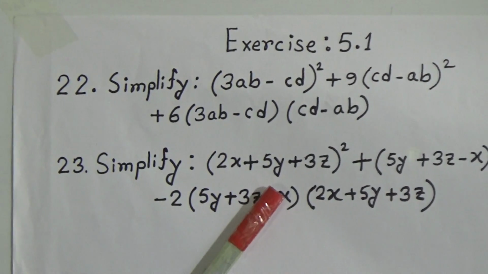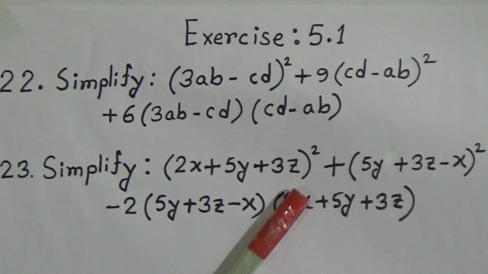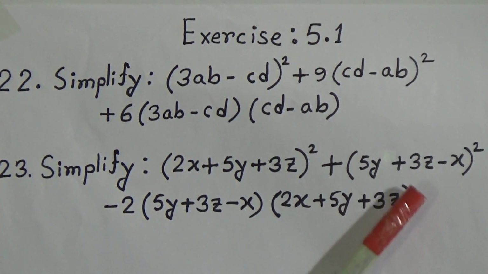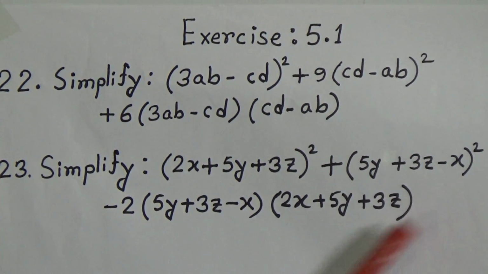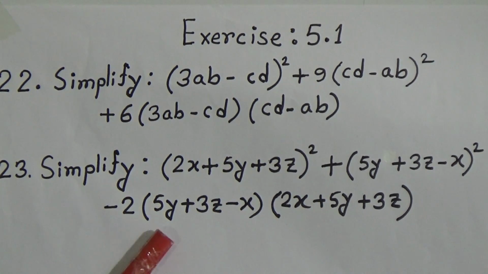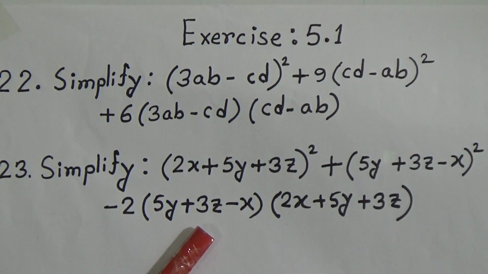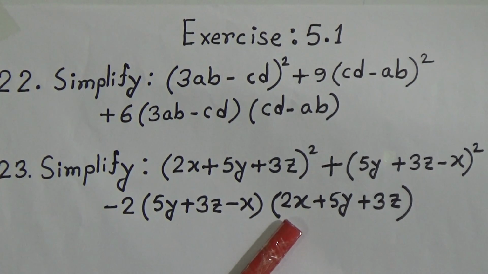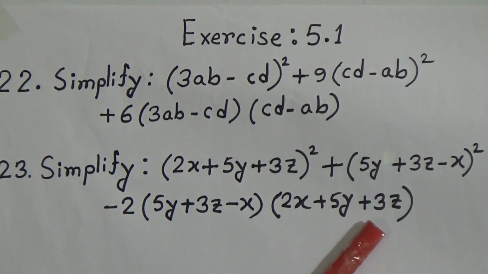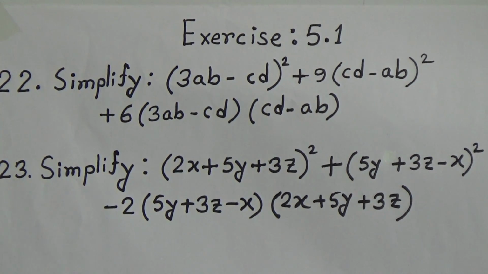Twice x plus 5y plus thrice z whole square plus 5y plus thrice z minus x whole square minus 2 into 5y plus thrice z minus x into twice x plus 5y plus 3z. We will solve this with the help of our formula. Okay, now write it down to solve it.